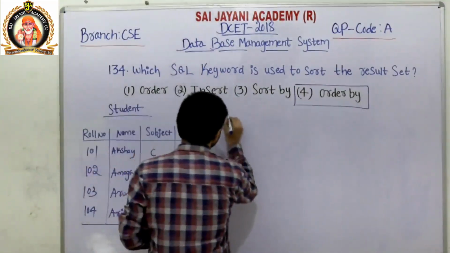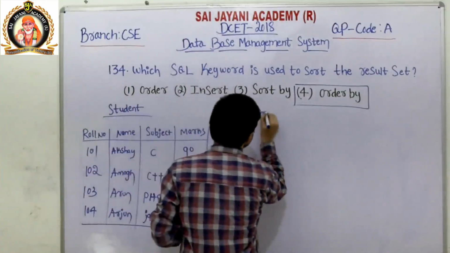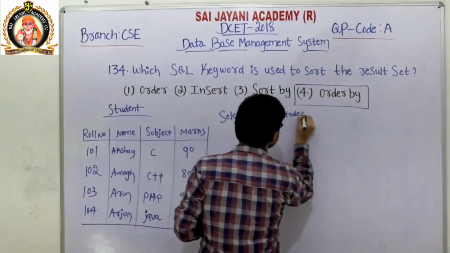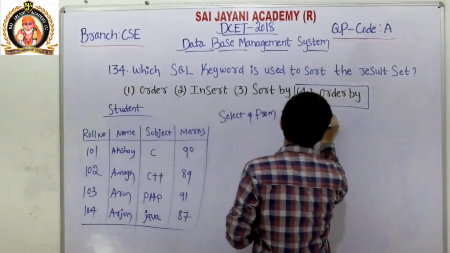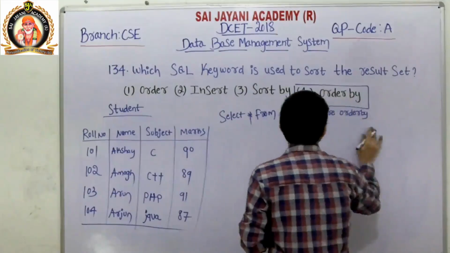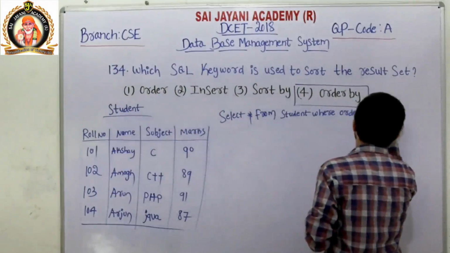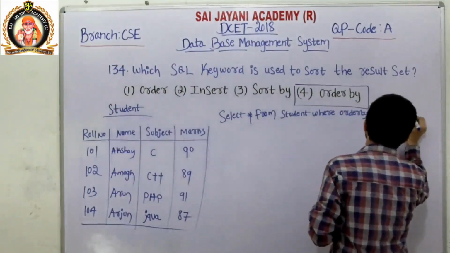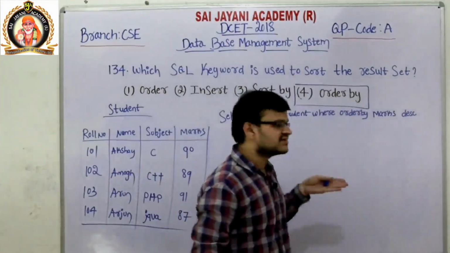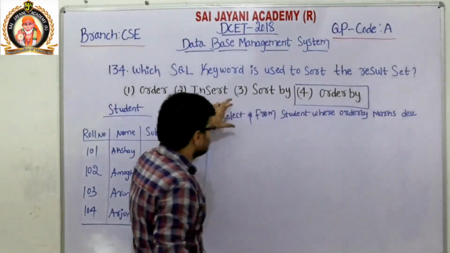Now when we write a query, that is select star from the table name, student, and then order by is the keyword. Order by, here we are taking the marks column, marks descending. We have to write at last either ascending or descending. If you do not write anything, then it will automatically take ascending. This is one query.